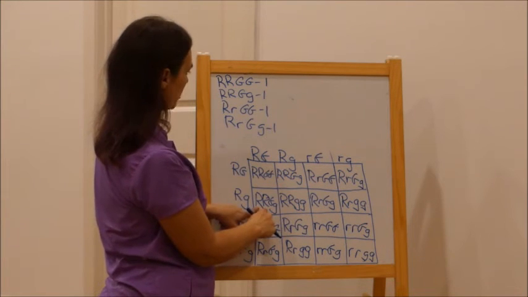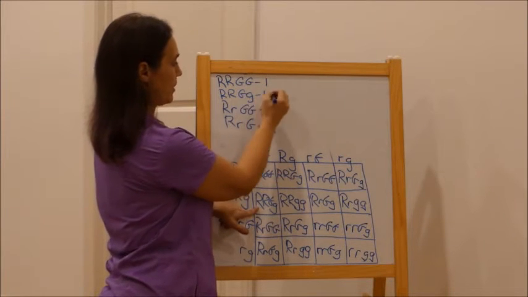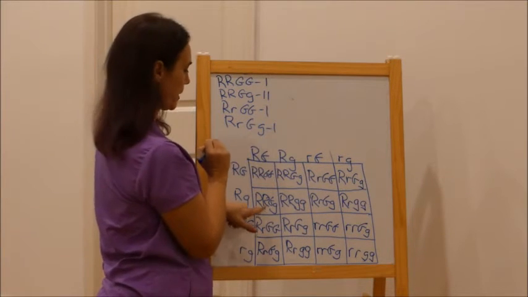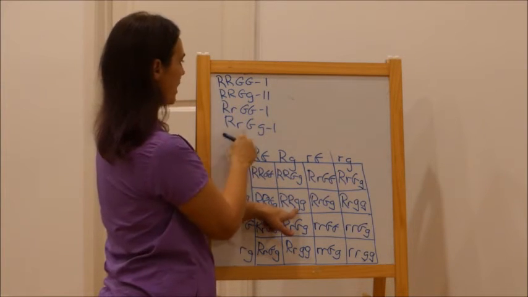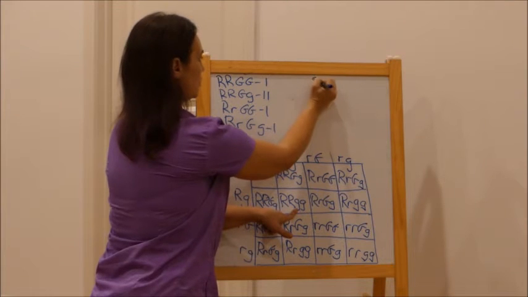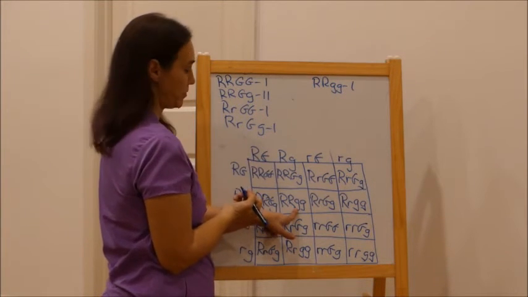Capital R, capital G, lowercase g. Look, here's this one again. So we have another one of these. Okay, so we'll mark it. Capital R, lowercase g, g. We don't have that on here, so we need to write it over here. So capital R, lowercase g. We have one of those genotypes.